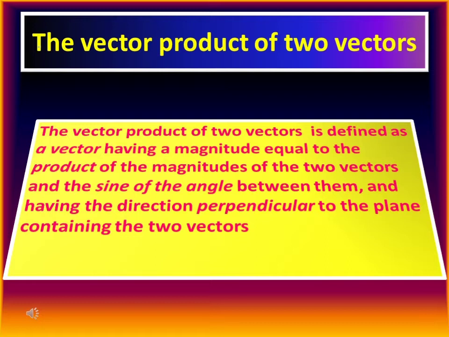Here we are discussing the vector product of two vectors. Vectors are physical quantities having both magnitude and direction. So, the vector product of two vectors is defined as a vector having a magnitude equal to the product of the magnitudes of the two vectors and the sine of the angle between them. And what will be the direction? The direction must be perpendicular to the plane containing the two vectors.